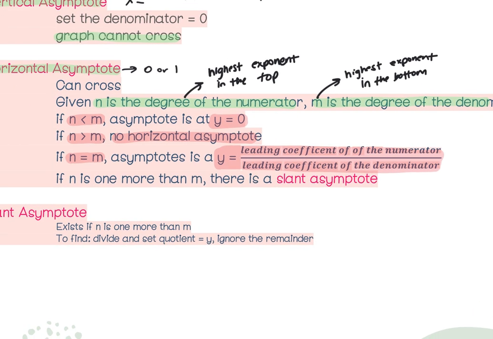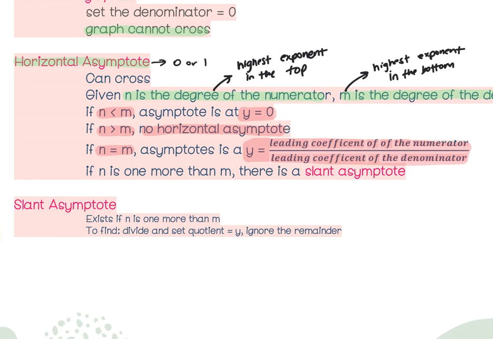If n, the one in the top, is 1 more than m, the one in the bottom, then there's a slant asymptote. A slant asymptote is just a line that has some sort of slope. Whether it's positive slope or negative slope doesn't matter, but it's got some sort of slope, so it's like a diagonal line.